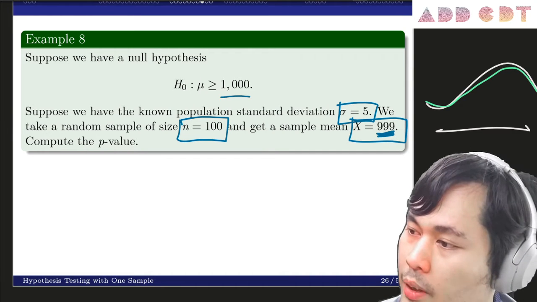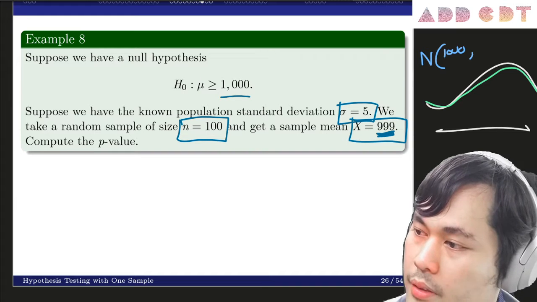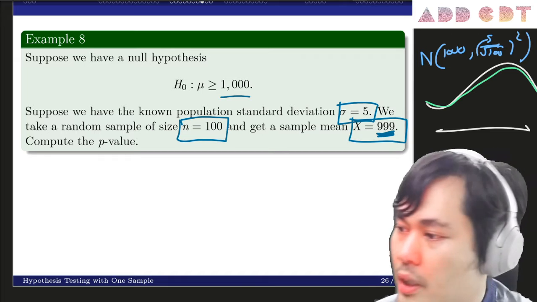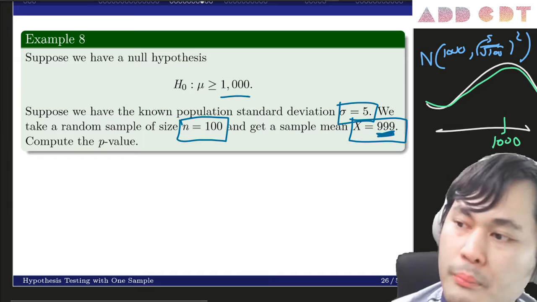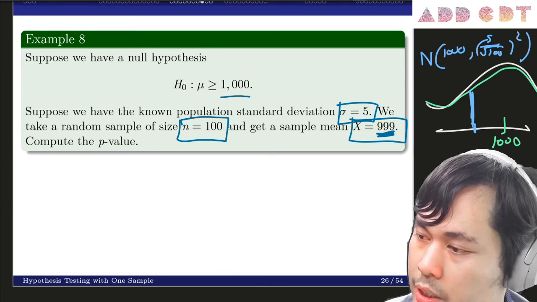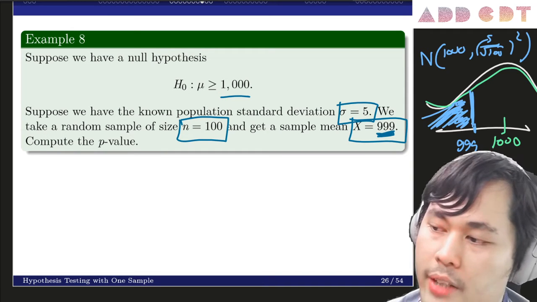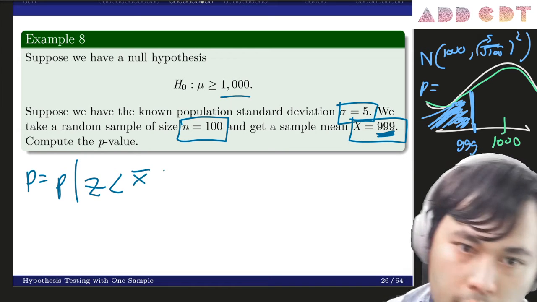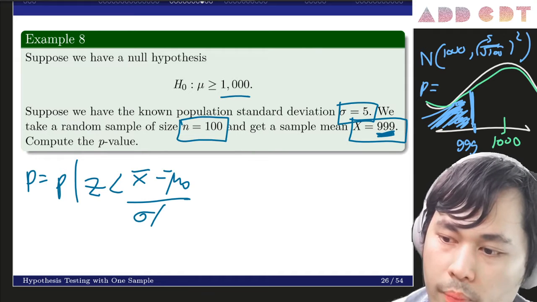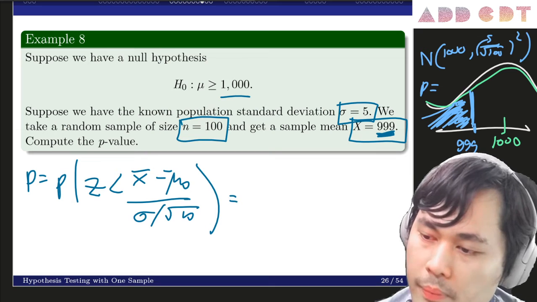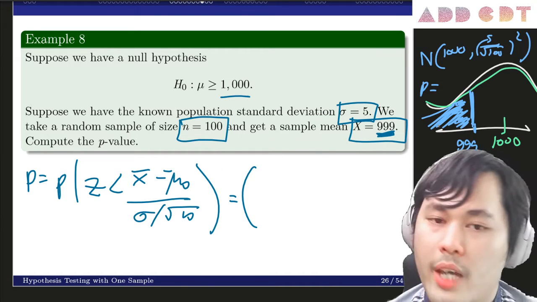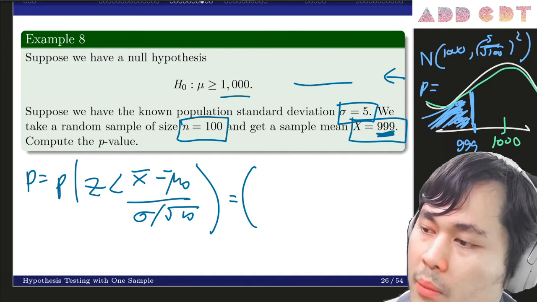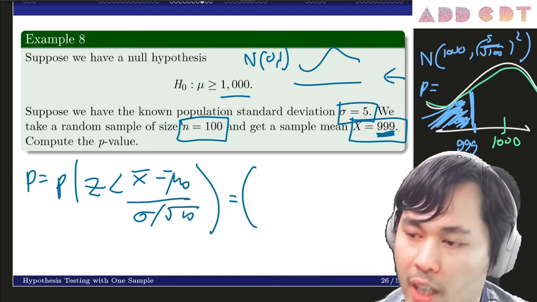So we have this curve. That's a normal distribution with mean 1,000 and standard deviation 5 over the square root of 100. If we plot that graph, we get the curve where the center is 1,000. So if we look at this point, 999, we want to compute the area, the p-value. We can just use the formula: x bar minus mu zero divided by sigma divided by the square root of n. That's the formula for the area that you can get from memorizing or from transforming into the standard normal distribution N(0,1).